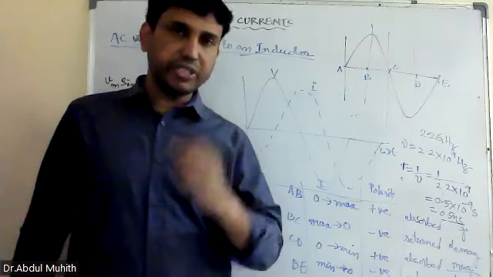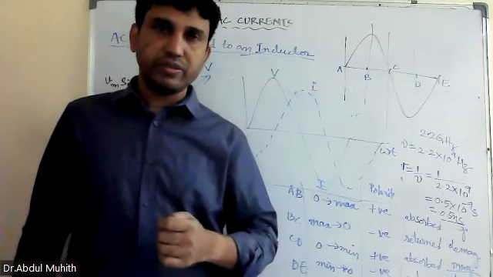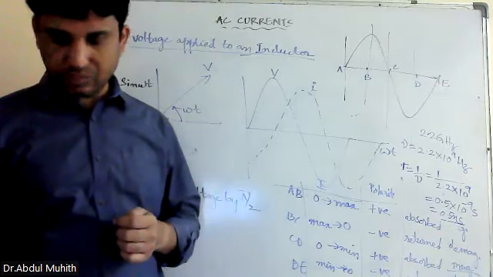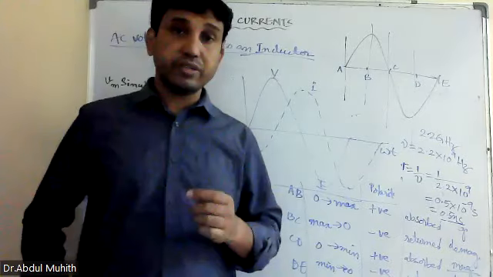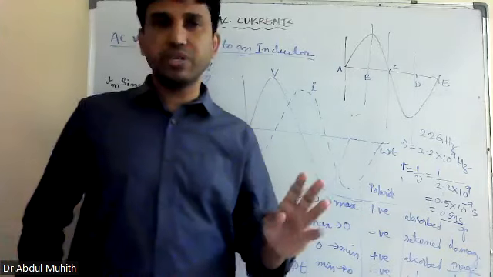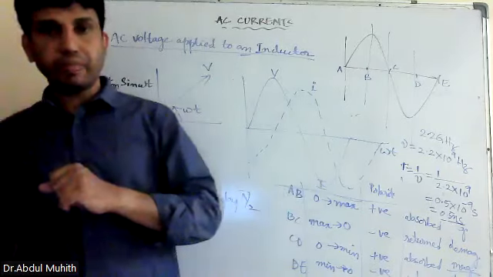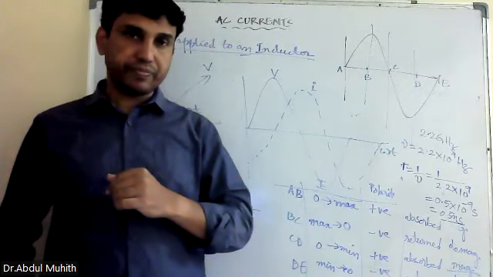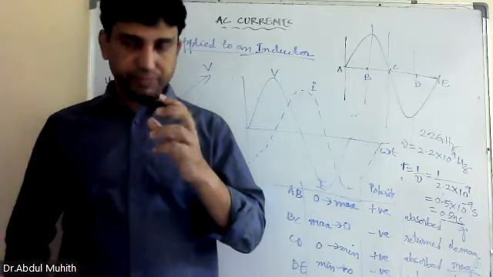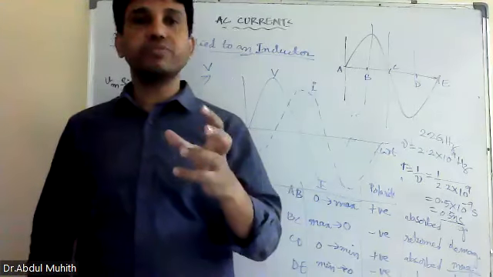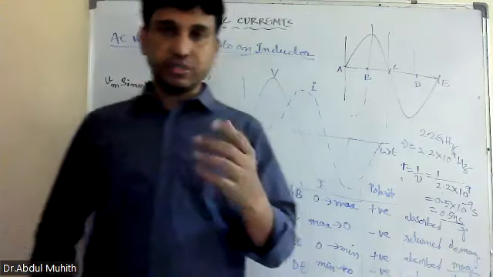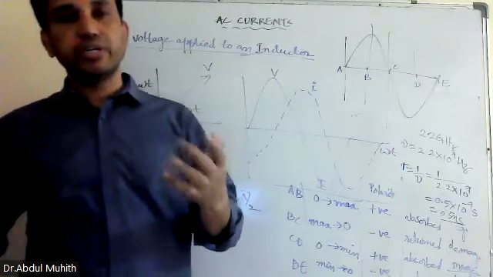Voltage across the inductor. Yesterday we did this. I'm going to repeat the same thing. It is L into di by dt. The voltage across the inductor is given by L into di by dt. Then we solve that equation. At the end, we got XL. What is XL? Inductive reactance. That is known as inductive reactance.